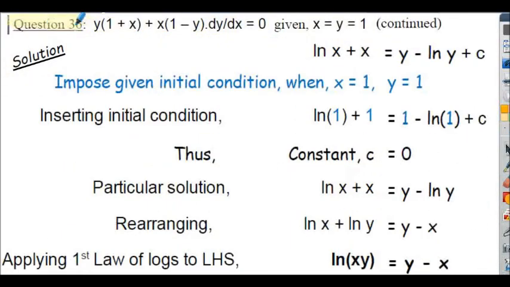And question 36, solution continued. Now impose the boundary conditions, x is equal to 1, y is equal to 1, the constant of integration equals 0, and rearranging the equation and using the first law of logarithms, we show our final solution.